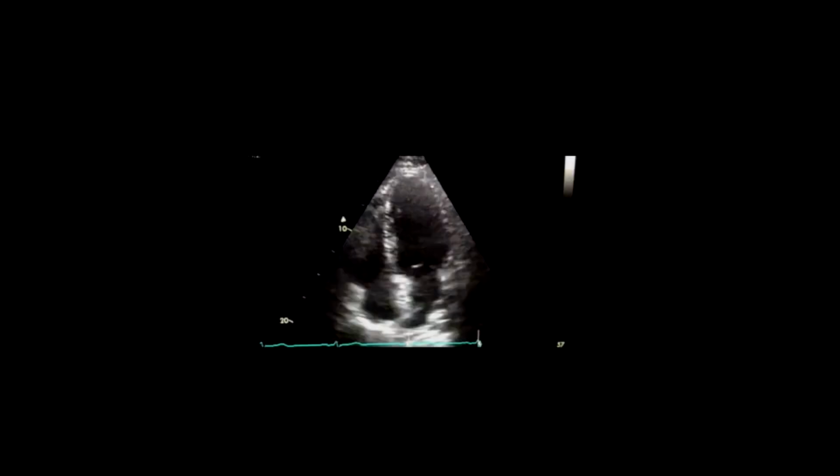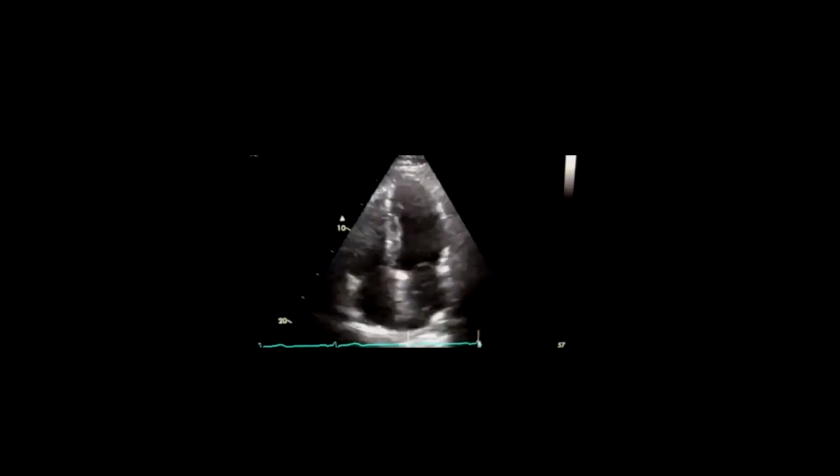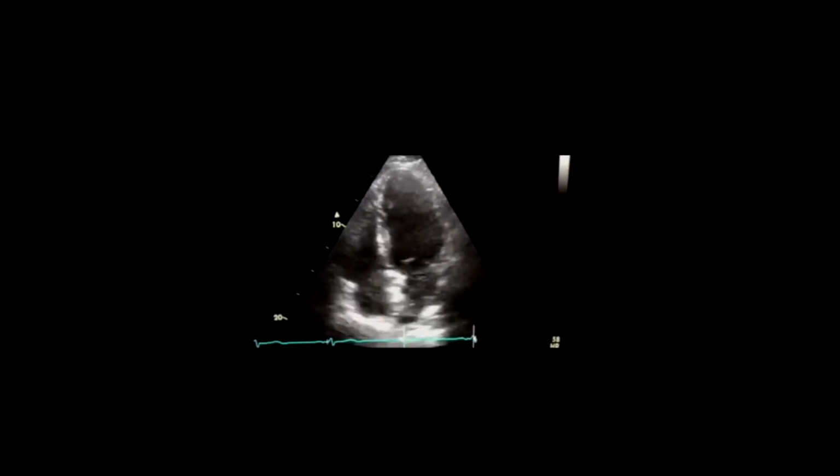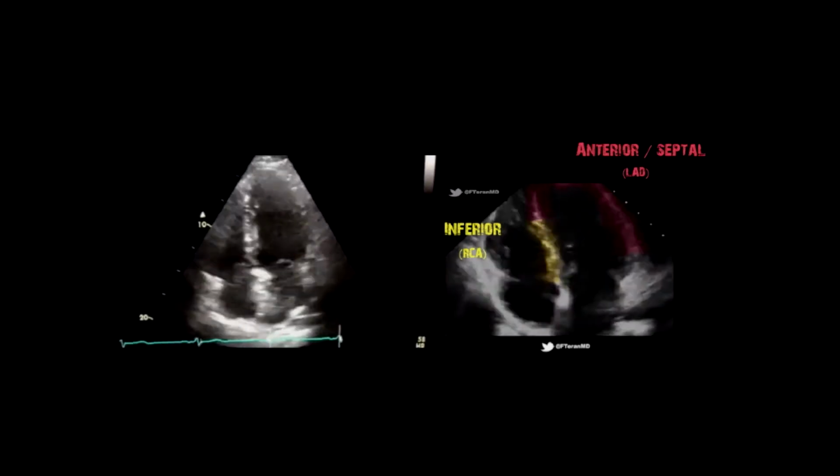Finally, where do we expect to see an inferior wall MI on the apical four-chamber? Exactly. The RCA feeds part of the intraventricular septum along with most of the inferior wall, as shown in the clip on the right. Look carefully and see how in the image on the left, the inferior septal region is not contracting as well as the rest of the left ventricle. This is consistent with the changes we saw in the EKG.